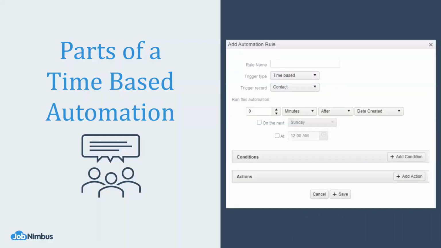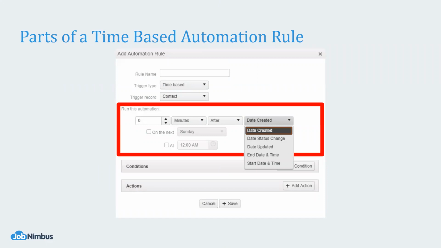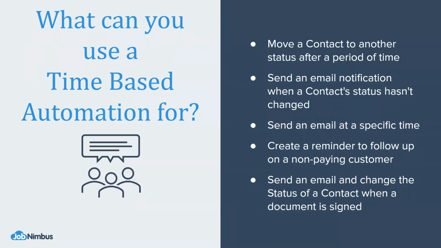As you can see, the time-based automation rule is much like the event-based automation rule. You can name the rule to something descriptive for your team, choose a trigger record, and even add conditions and actions. You'll notice here what's different is that there's an option to choose when to run the automation. You can choose a set number of minutes, hours, days, weeks, months, even years before or after specific triggers in the trigger record, such as the date a record was created, the date the record status changed, the date the record was last updated, or even the end or start date and time for a task. Sorry, these triggers may change depending on the trigger record chosen.